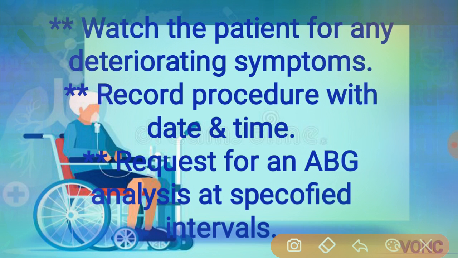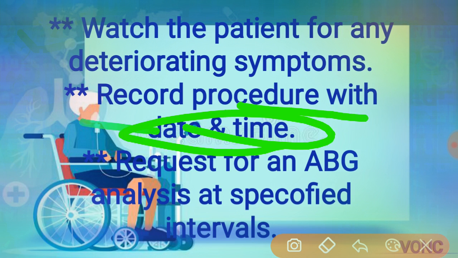So we should observe the patient for any deteriorating symptoms, and also we should record the procedure, the date and the time at which we have done it, in the particular notes. And request an ABG analysis. ABG analysis means arterial blood gas analysis. This should be done at specified intervals to make sure the hypoxia is treated. By this analysis we can know.